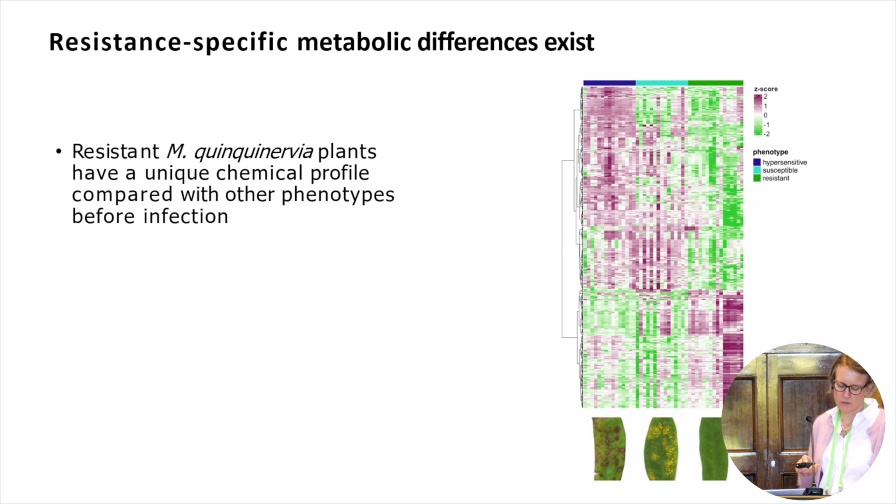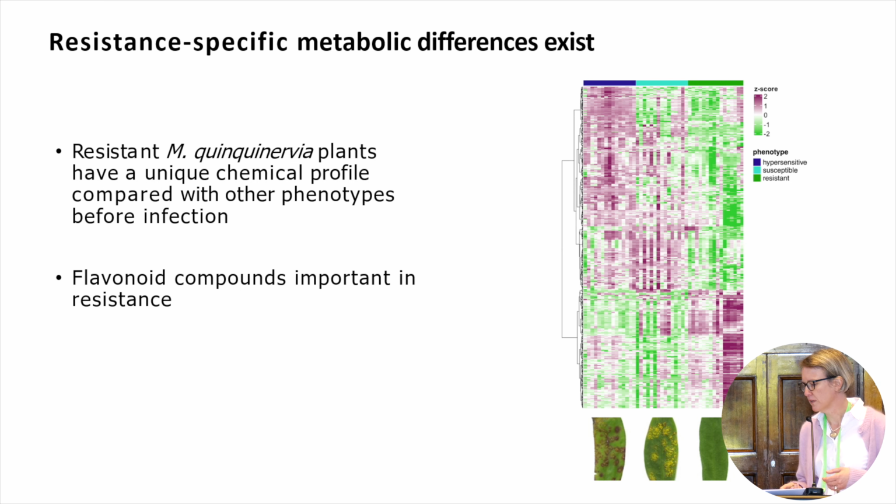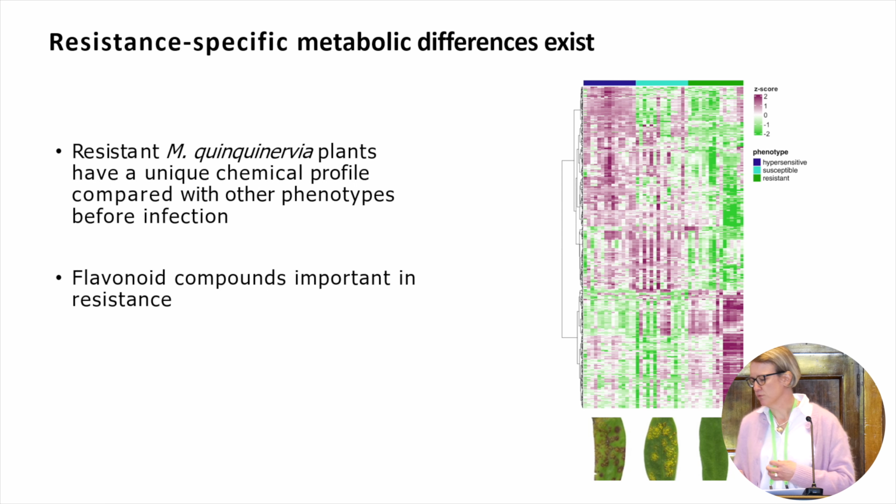So that tells us that if we could identify some of these key metabolites that are associated with resistance, we could understand how resistance occurs, but we could also develop a tool for detecting resistance before infection has occurred.